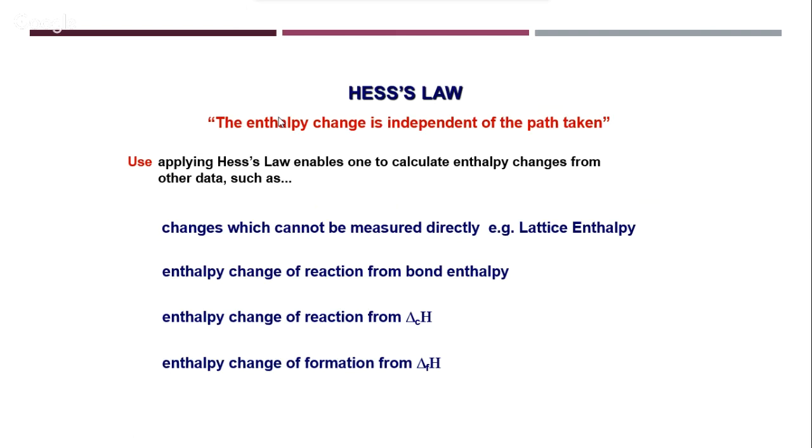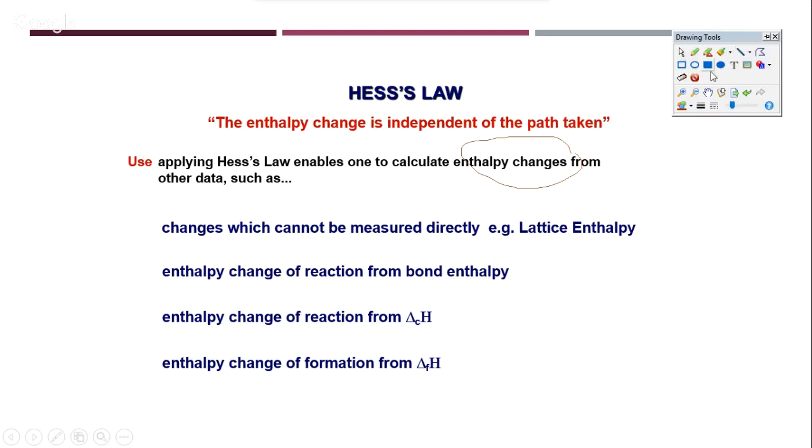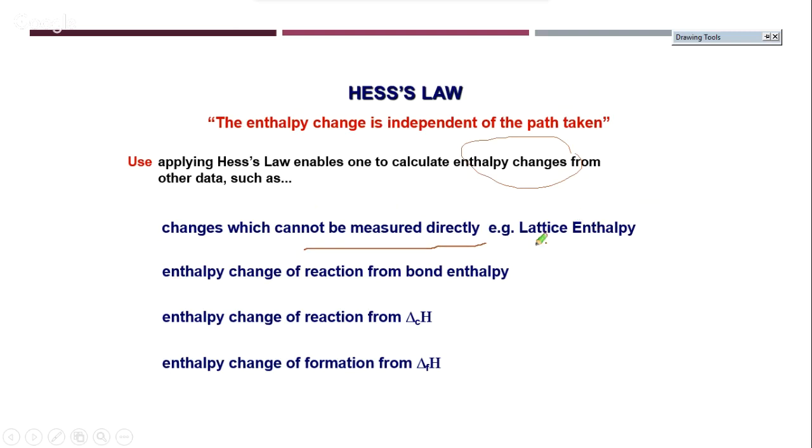Now, a few more applications of Hess's law. So how do we really use Hess's law? Hess's law enables one to calculate those enthalpy changes which we cannot directly measure. I've given some examples here. Changes which cannot be measured directly, like lattice enthalpy or enthalpy change of a reaction from bond enthalpy. So we know bond enthalpy, but we don't know the change of a reaction, which is delta HR. But I know what the bonds are.